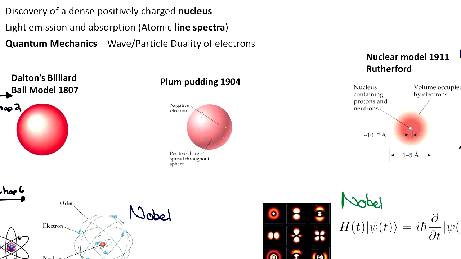So, history of the atom. Right now, we're going to talk about this first row, the evolution between the billiard ball model, plum pudding, then the nuclear model. And then we're going to save what the real atomic model looks like for chapter 6. This is actually what the hydrogen atom looks like, but we're going to work our way through this first row.